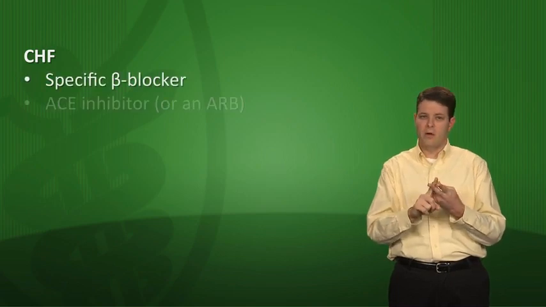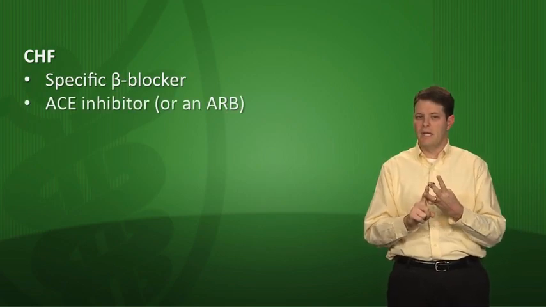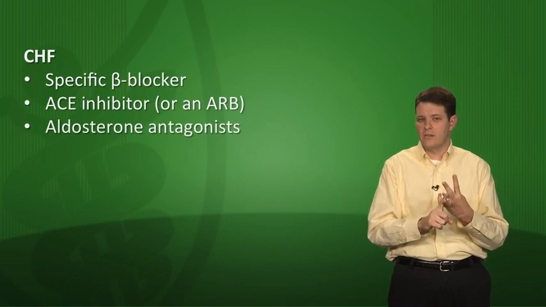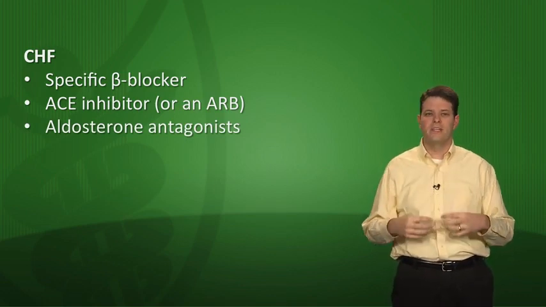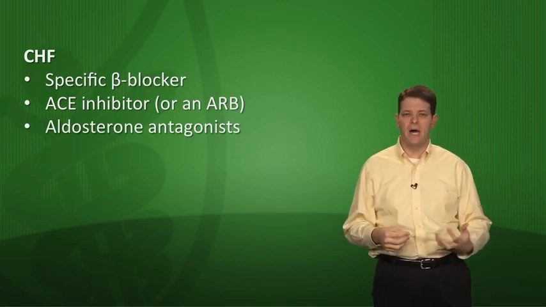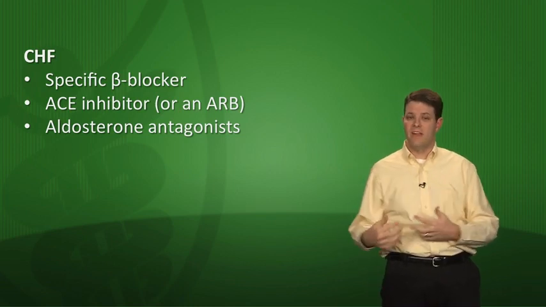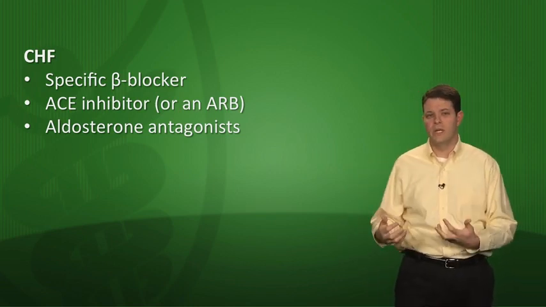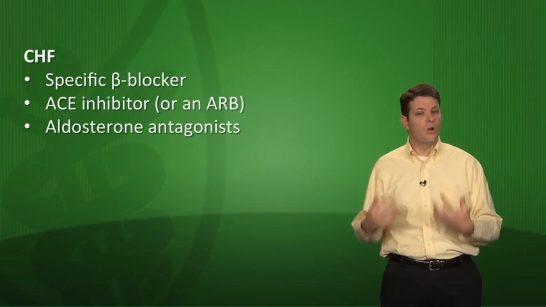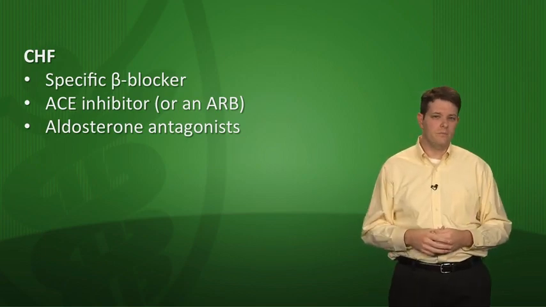We said, remember that the patient with CHF needs to be on several drugs. They need to be on a specific beta blocker, they need to be on an ACE inhibitor or an ARB, and they need to be on one of these aldosterone antagonists. So again, those are the drugs that have been proven to increase survival and reduce mortality in CHF patients. And then if that CHF patient is also having fluid retention, they most likely need to be on a stronger diuretic as well. So what about the side effects of potassium-sparing diuretics?